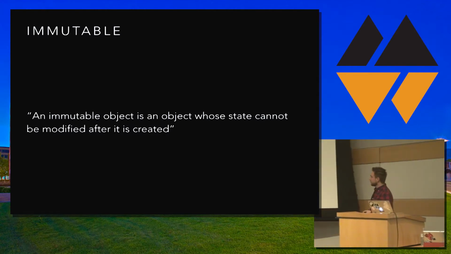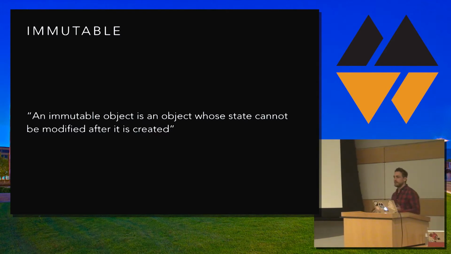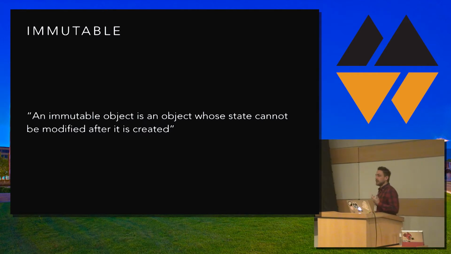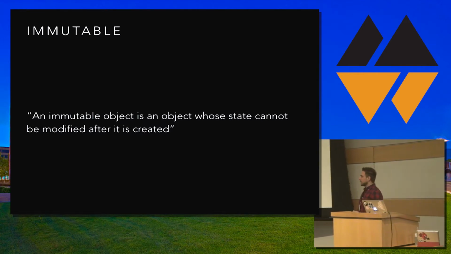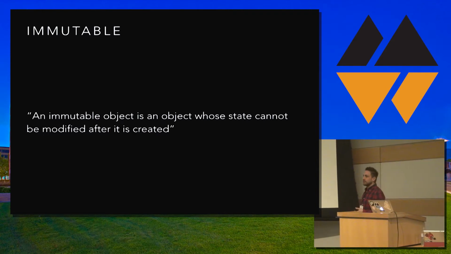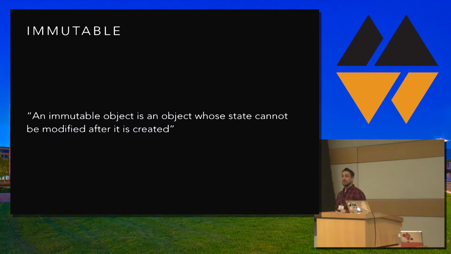So for servers, to be immutable means that once we've booted them, once we've configured them, we don't make any changes to them. We use Chef, but for immutable servers, we don't run convergence on them ever again. We don't modify config files.